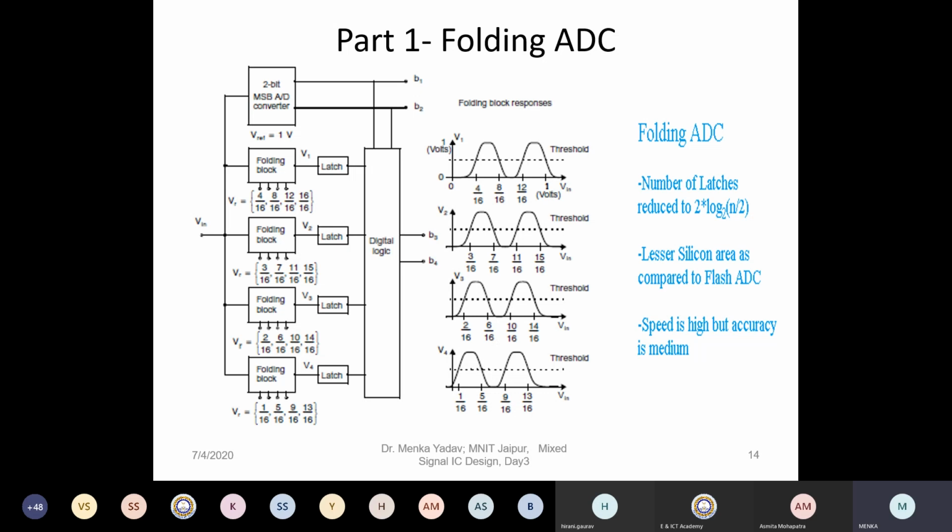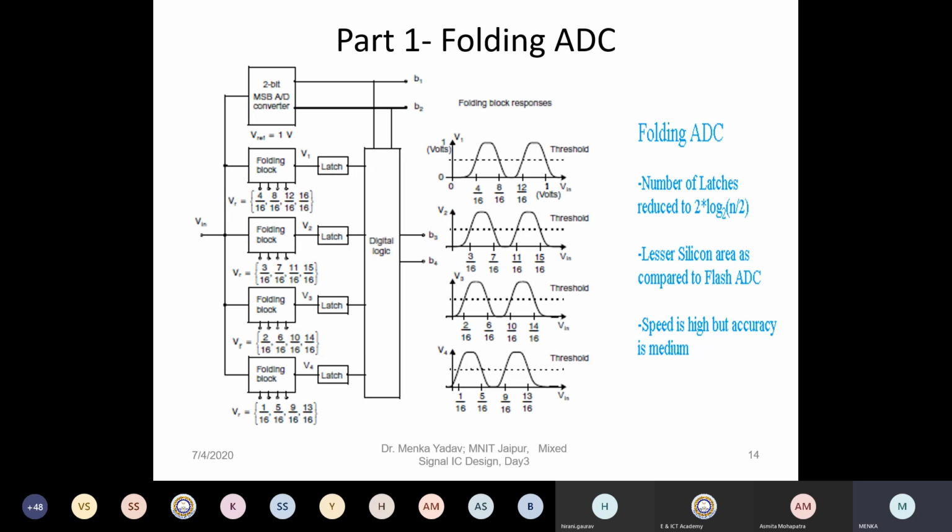So you can see the block diagram over here. There is a separate block on the topmost. You can see the B1, B2 bits are converted with the MSB converter, and then this is supplied to these 4 folding blocks. Through these folding blocks we'll be using the latches, and then the digital logic of the next 2 bits will be given over here. So the folding blocks' response is given over here.